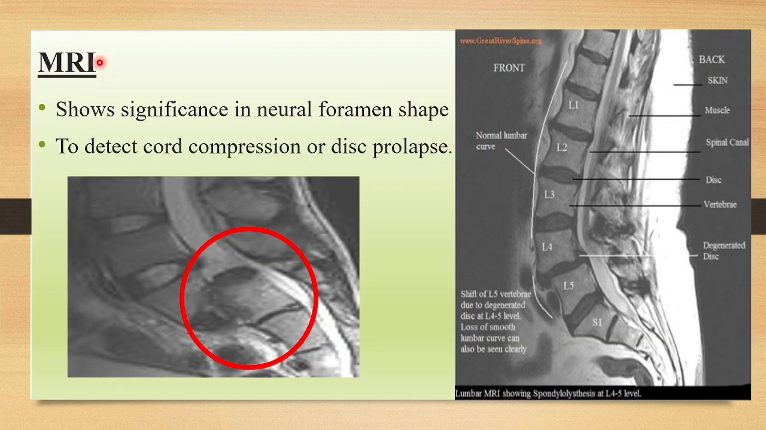And coming to the MRI, which is the gold standard investigation, you can see significant changes in neural foramen shape, and it can also detect compression of the spinal cord, or disc prolapse can also be seen in these MRI films. So you can see here there is a compression over the particular region, and in this MRI film you are able to see there is a slippage of L5 vertebra. So L4, L5 spondylolisthesis can be seen, which is compressing the spine. The disc is compressing the spinal cord. So L4, L5 spondylolisthesis because of the degenerative disc is compressing your spinal cord. So this is the area of compression.